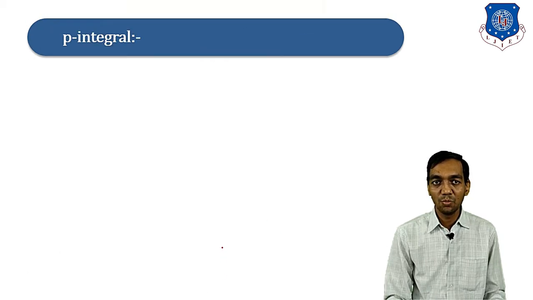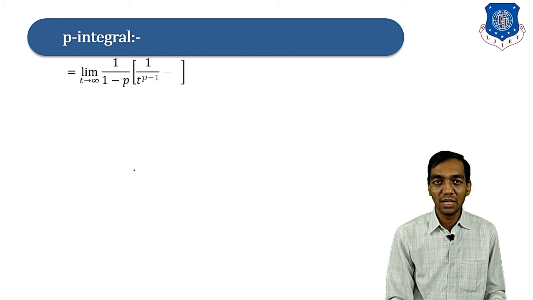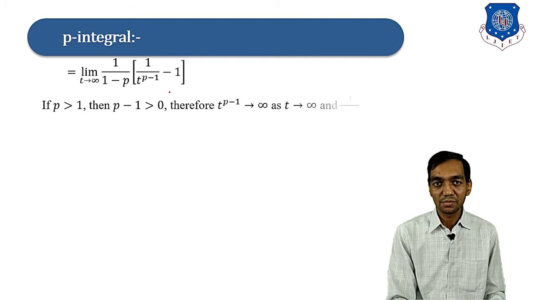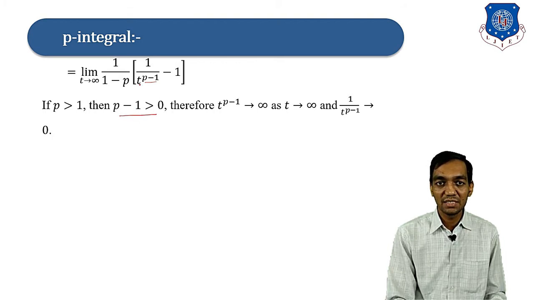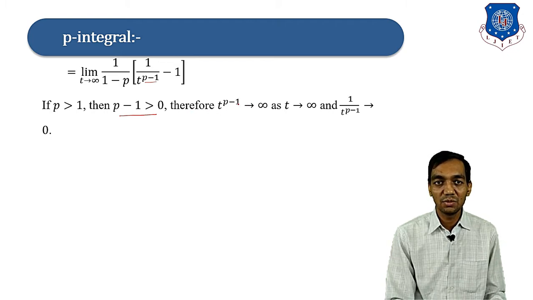Now we are going to simplify it. That will give you limit t tends to infinity, 1 upon 1 minus p, and substituting the upper limit and lower limit, that will give you 1 upon t raised to p minus 1, minus 1. Now we are going to put the condition. Suppose this power p minus 1, that means p is greater than 1, so p minus 1 is going to be greater than 0. So if this power is greater than 0, then you will have t raised to p minus 1.